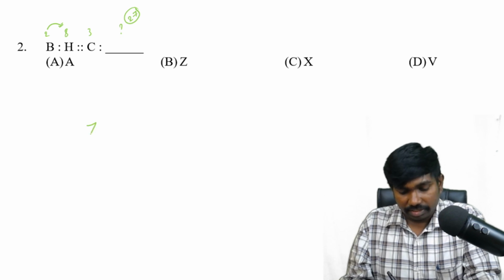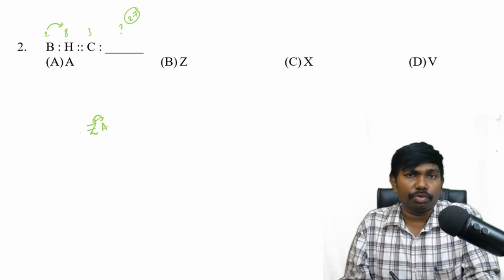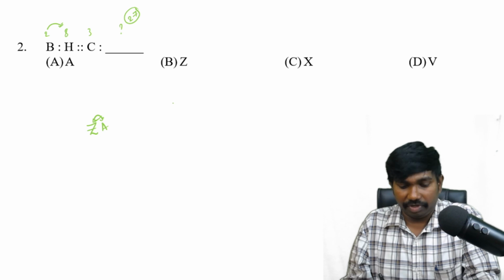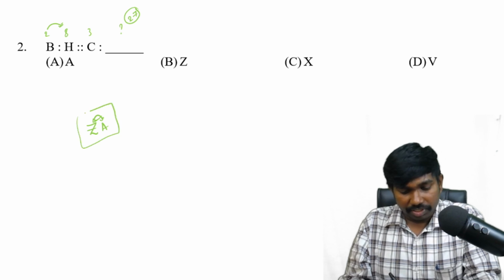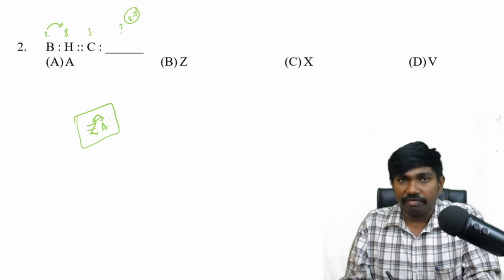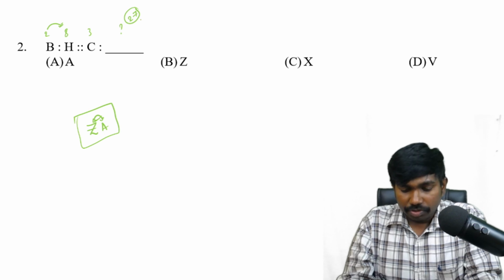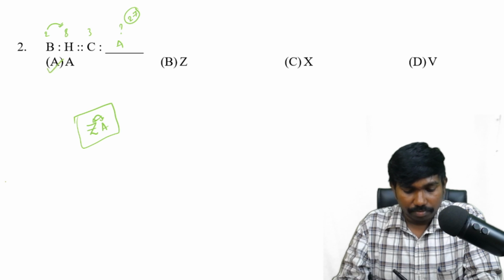Always there exists Z before A and A after Z in total reasoning, except in one case. I'll tell where that case is. Except in one case, in total reasoning we can consider the English alphabet as a cycle. So what is the 27th letter now? A must be our answer, that is option A.